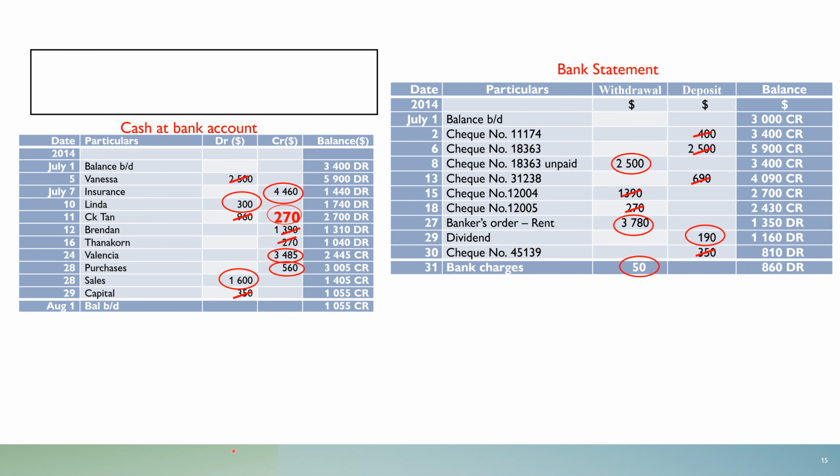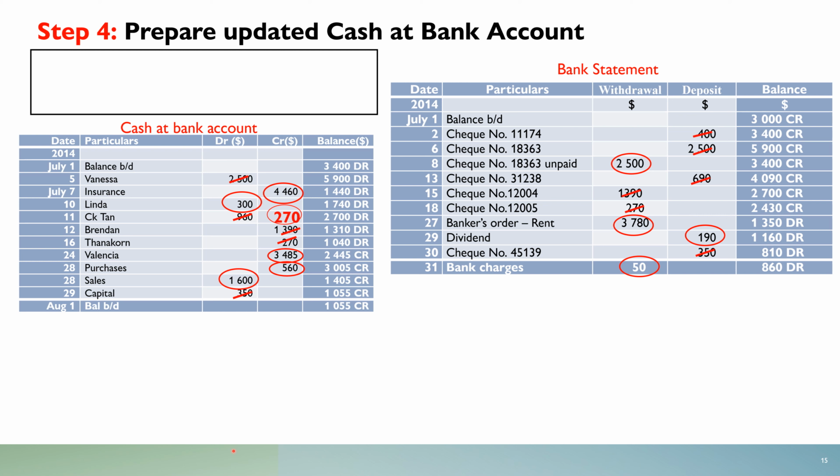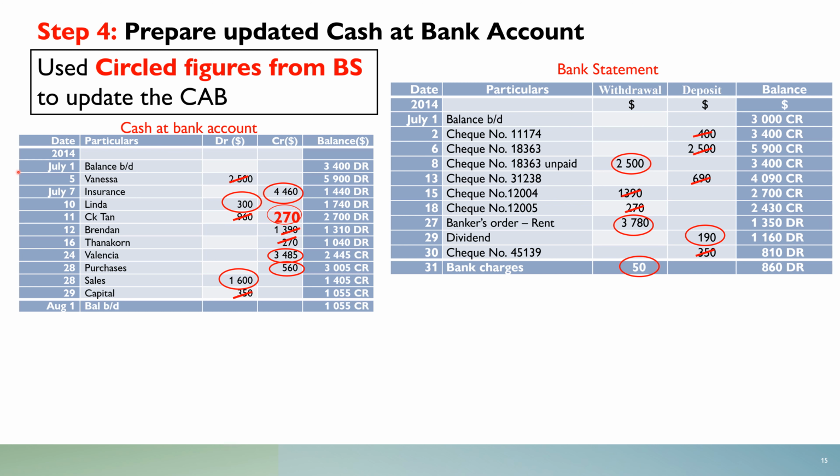Okay, step 4. We're going to prepare the updated cash at bank account. Now, the updated cash at bank account is basically one of the required parts of the question that you need to do. How to prepare it? First, we need to make use of the circle figures from the bank statement to update the cash at bank account, which means these 4 circle figures in the bank statement.